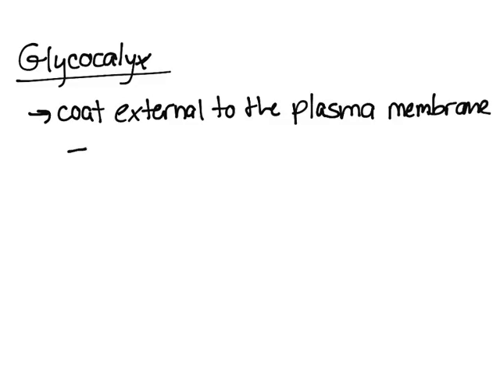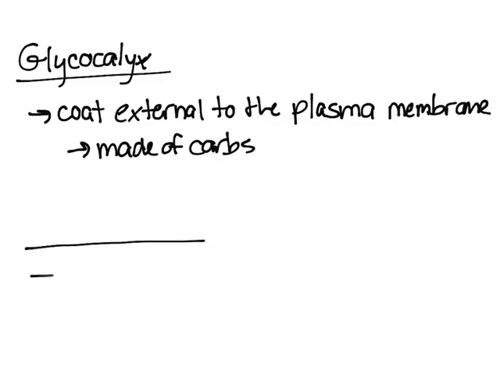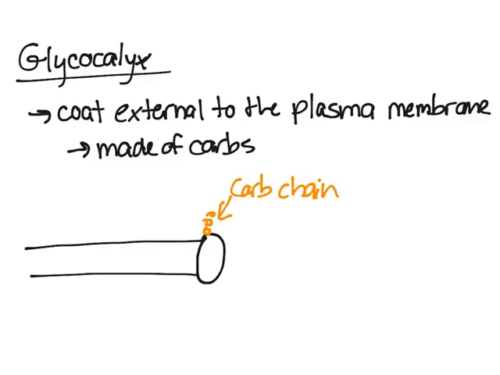And it's made up of carbs, slash sugars. So essentially what happens is, let's say this is the cell membrane, and then let's say that's a protein. Some proteins, called glycoproteins, have a little carb chain on top. And so many of those proteins added up essentially makes a cover for the membrane.